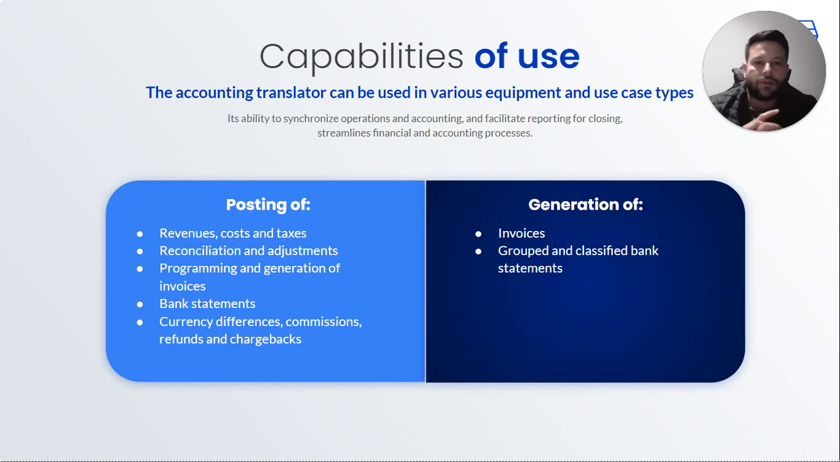What are the capabilities of use? This can be used in various teams and use cases. For example, posting of revenue, costs and taxes, bank statements, programming and generation of invoices, currency differences, commissions or refunds and chargebacks. And also you can generate invoices and grouped and classified bank statements, with the ability to synchronize operations and accounting and facilitate reporting for closing, streamlining financial and accounting processes.